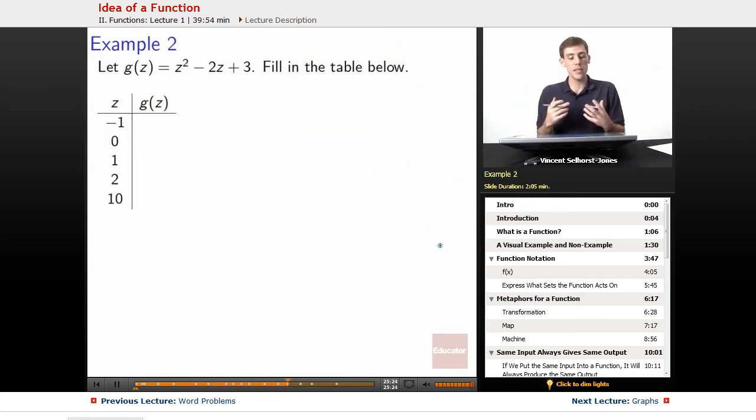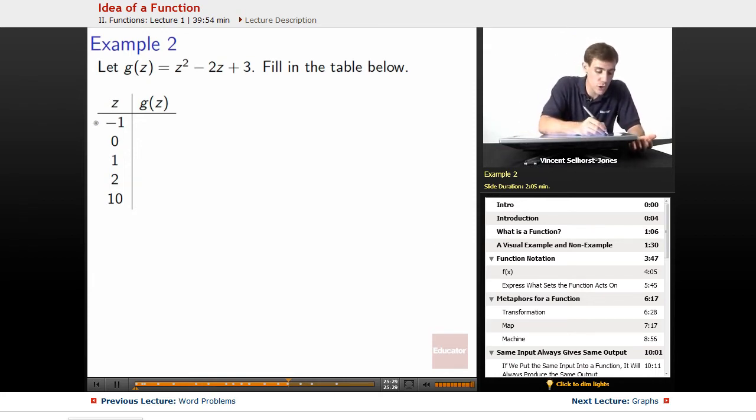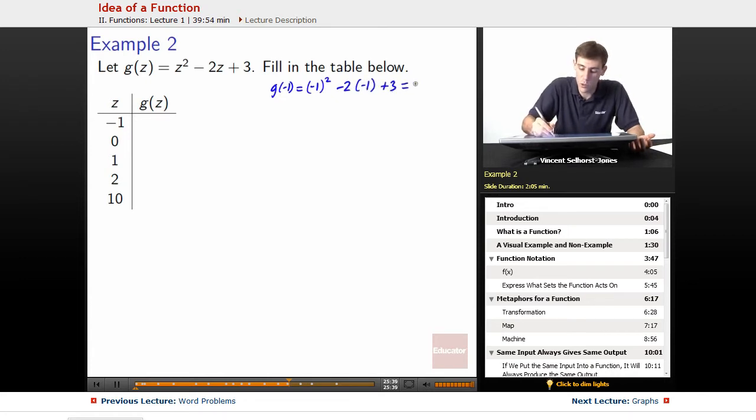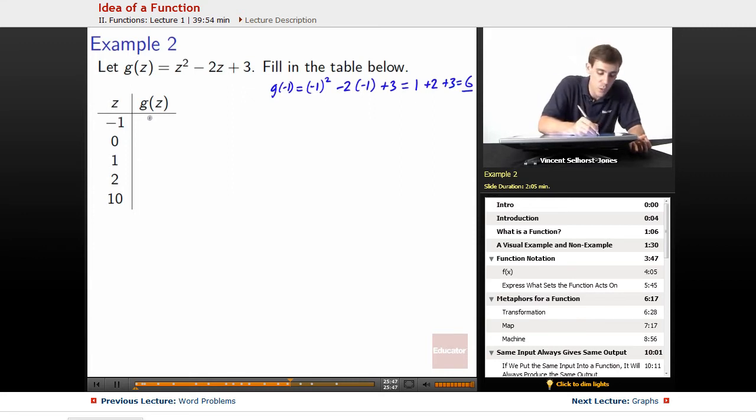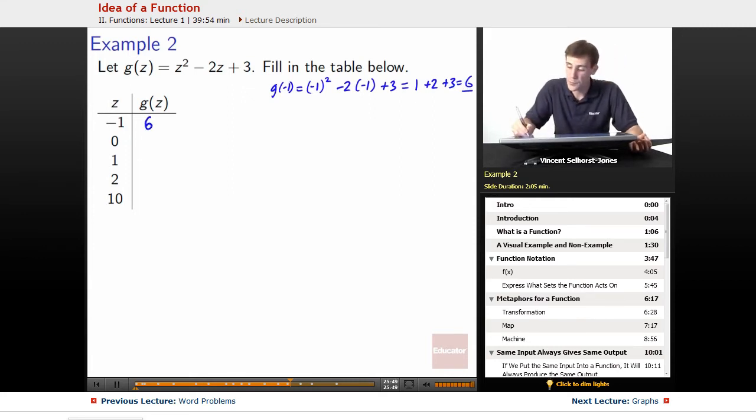Great. Next one, what if we wanted to fill in a table? G of z equals z squared minus 2z plus 3. If we had to fill in this table, then we could do negative 1. So g of negative 1, negative 1 squared minus 2 times negative 1 plus 3. Negative 1 times negative 1, 1. Minus 2 times negative 1, so plus 2 plus 3 equals 6. So we get 6 here.